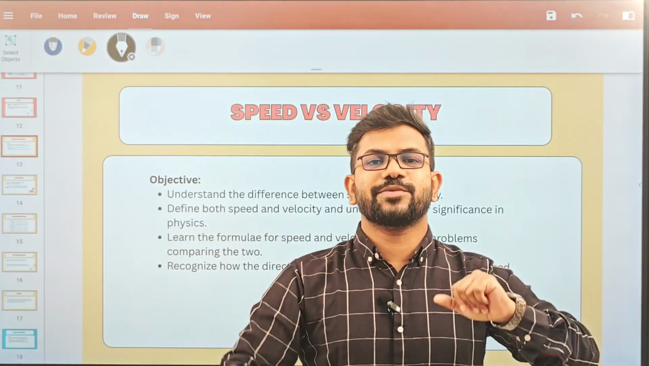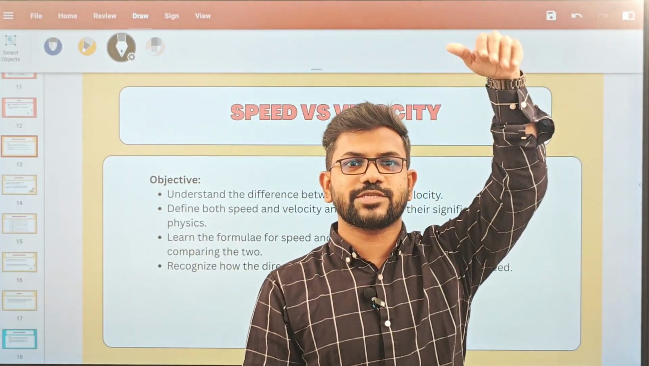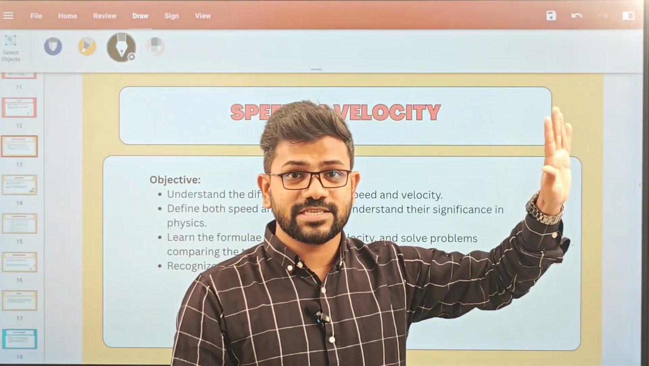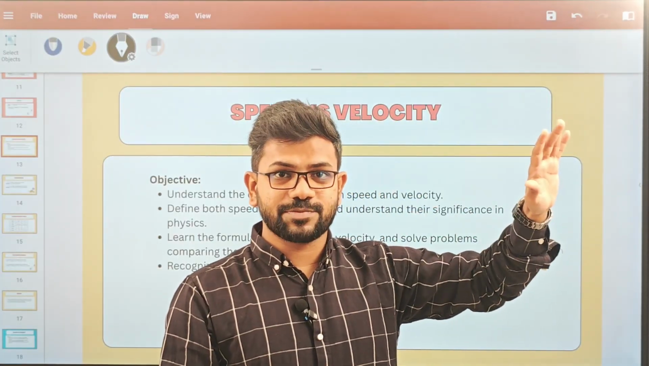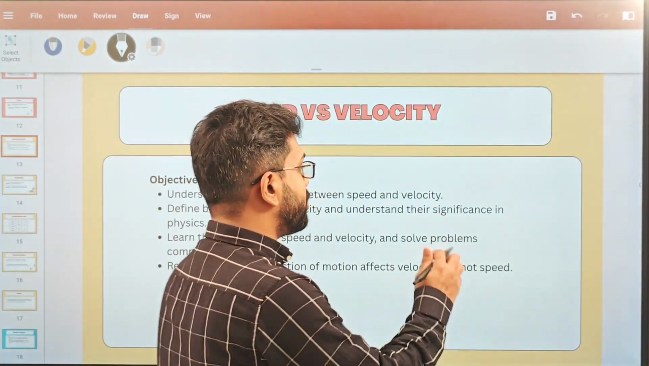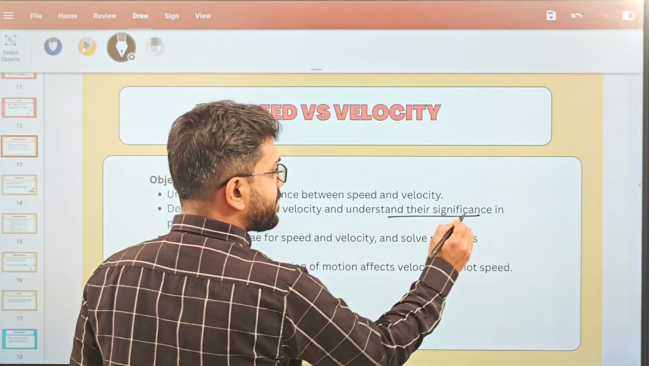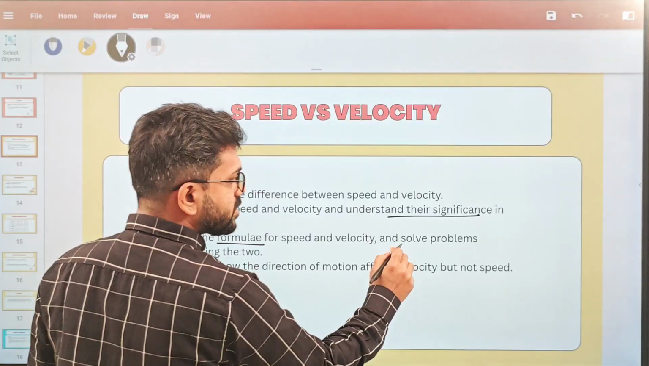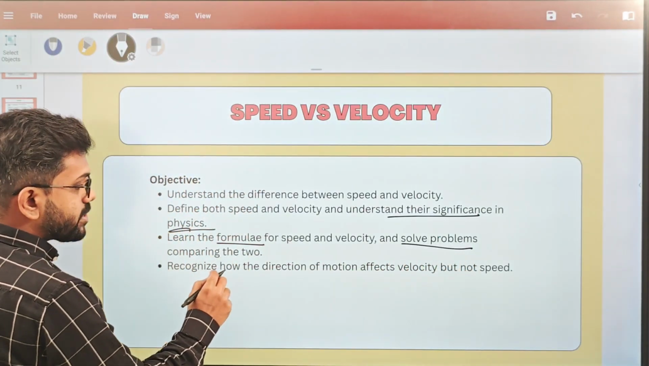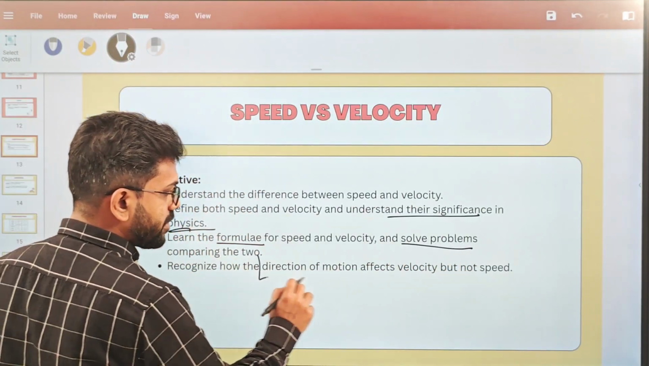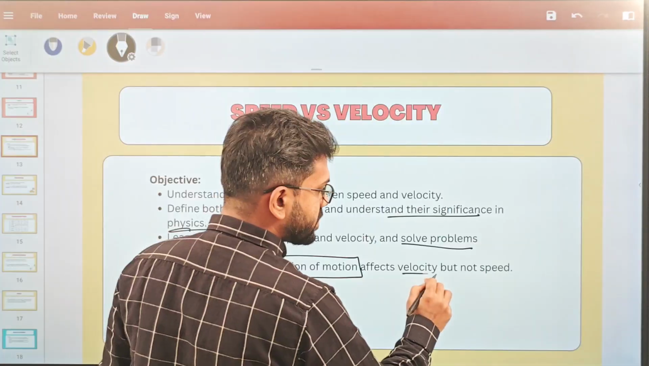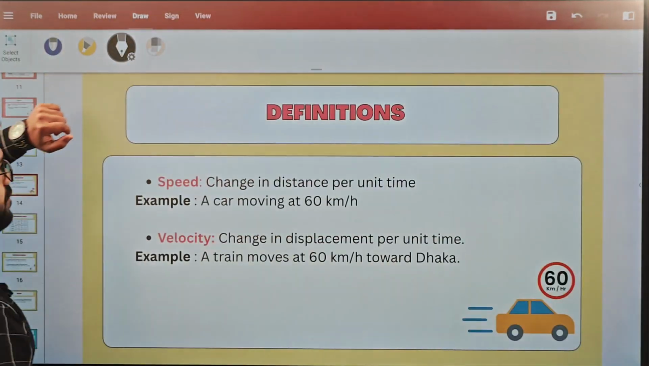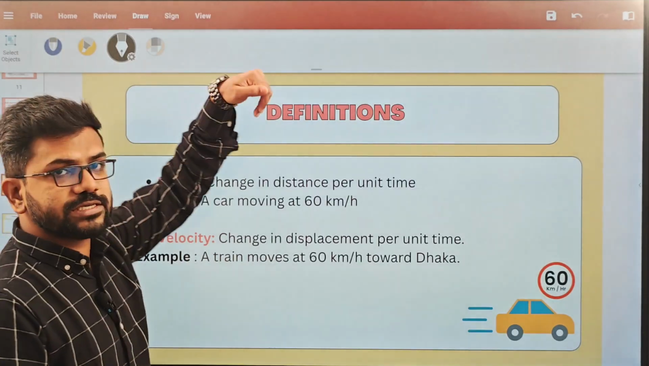All right, let's learn about speed and velocity in terms of scalar and vector quantities. We'll be learning definitions of them, key differences between them, and we'll also be able to understand their significance in physics, learn the formulas for each of them, solve problems, and recognize how the direction of motion affects velocity but not speed.